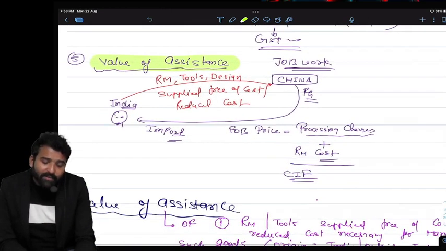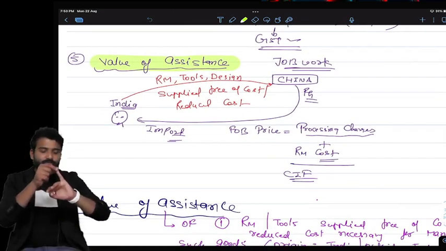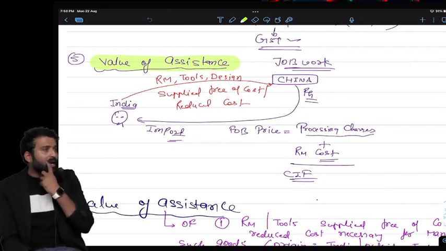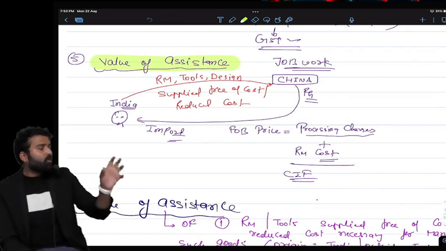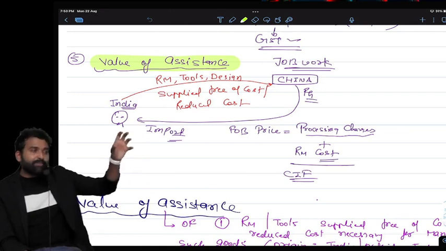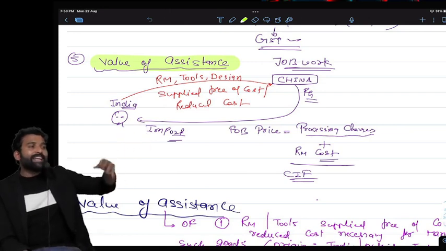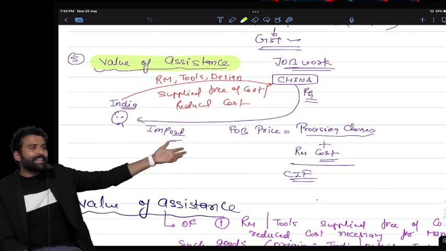Next thing I will be adding, so there are 4 inclusions so far. Fifth one is, sir, what about the returnable packing? If it is a returnable packing and if I am getting the refund, then that packing will not be included.